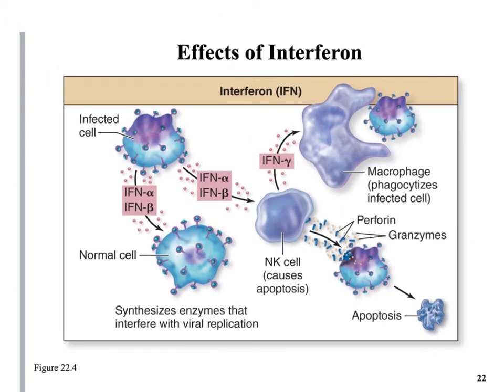All right, so here's an infected cell. It releases interferon, and that synthesizes enzymes that interfere with viral replication. So now this cell can't produce more virus. This cell causes apoptosis, and it triggers that to happen, right? Perforin. There are whole steps of ways to prevent the propagation of the virus, because the virus has to hijack the cell and produce more viruses in order to continue reproducing.